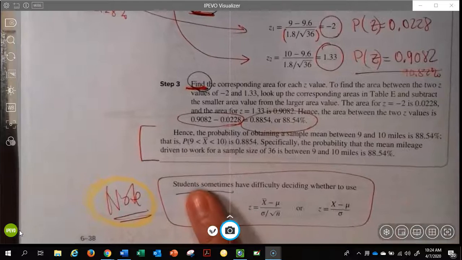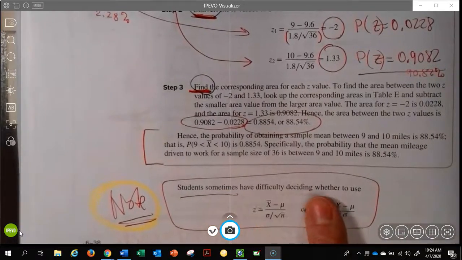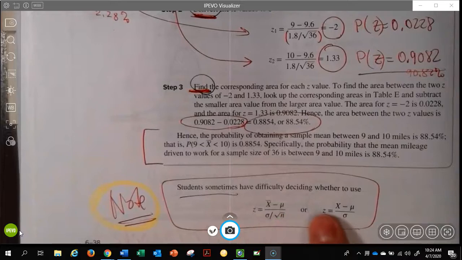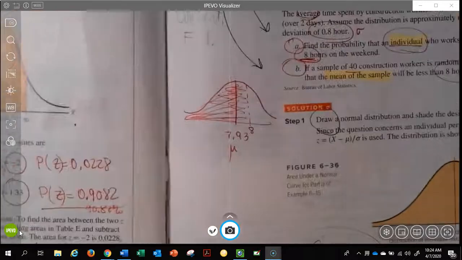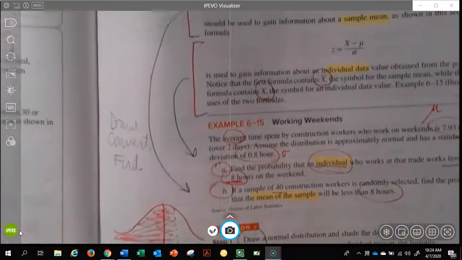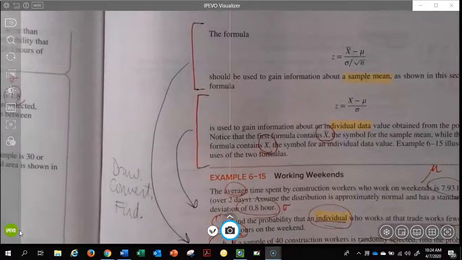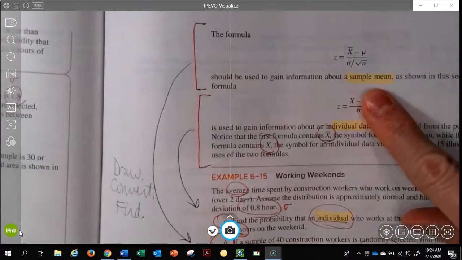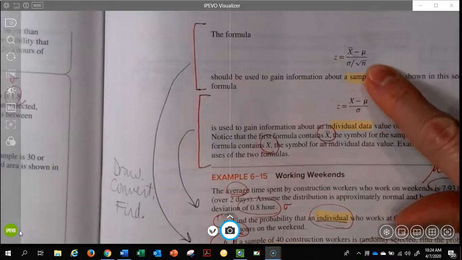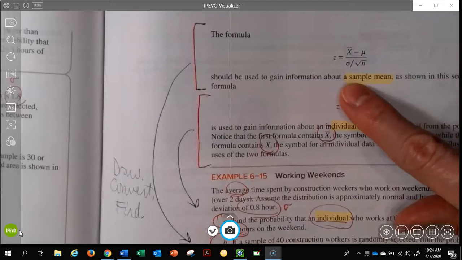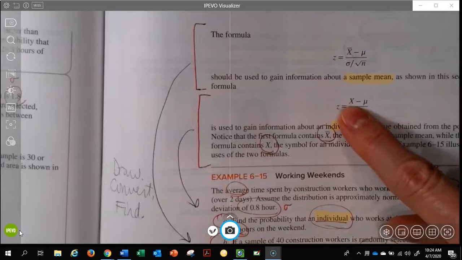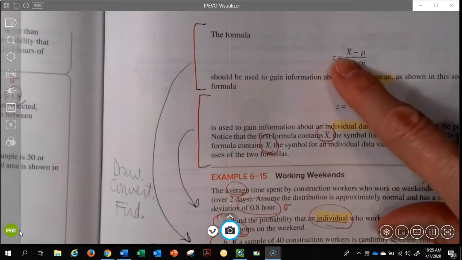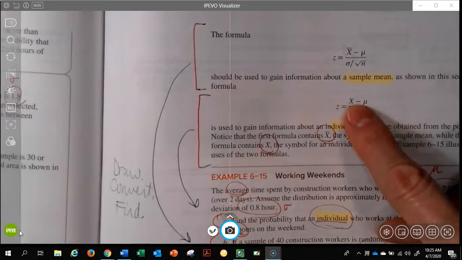I want you to note, and I like this, that sometimes students have difficulty deciding which Z do I use. So we're now going to practice. Again, looking toward the test, which one would I know how to use? What are some key words? Notice right up here, this formula should be used when you're talking about a sample mean. A good clue for me is when they have an N. There is an N listed. It's probably going to be what we're going to use, but it's about the sample mean. And this one we're going to use just for individual data, a piece x, not the mean of all of them, just the x.